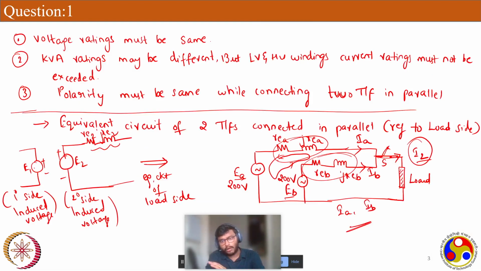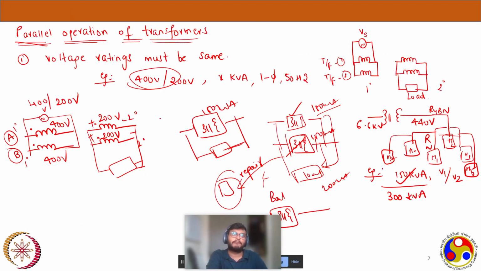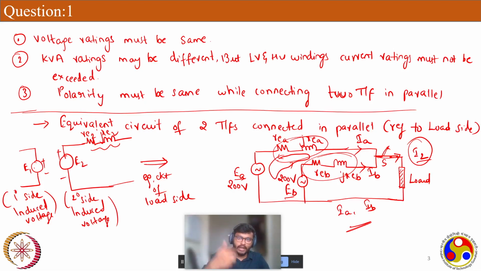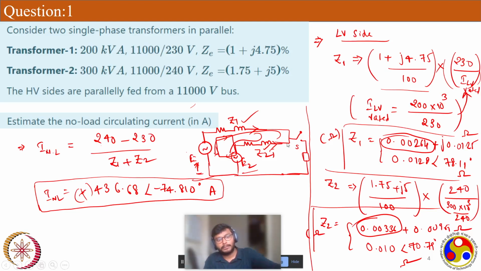And prior to solving the numerical problem, we saw the concept of parallel operation of transformers, the conditions to be satisfied, and the precautions to take before connecting two transformers in parallel. We listed those conditions, and we saw the equivalent circuit of two transformers connected in parallel, how the voltage and current distribution happen, and that the current values depend on the impedance values, as we discussed. Then we started solving our problem.